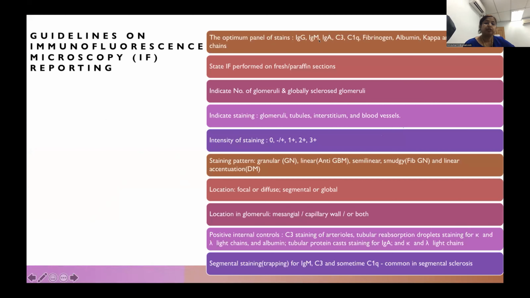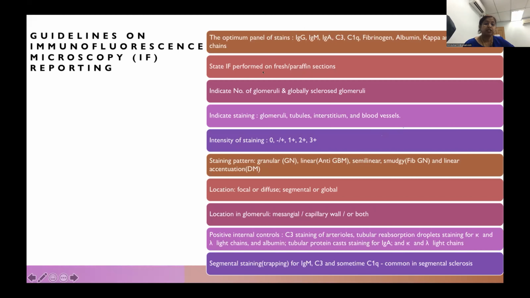I have put together a list of things that you can go through at your leisure. What are the things that you need to remember when you're addressing any immunofluorescence? Number one, your optimal panel: you have already covered IgG, IgM, IgA, C3, C1q, fibrinogen. We don't have albumin here. Kappa and lambda for light chains.